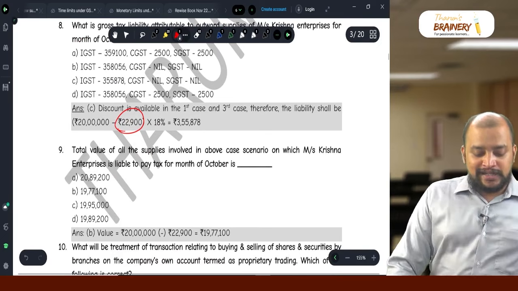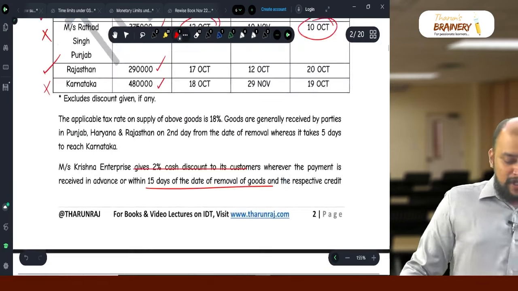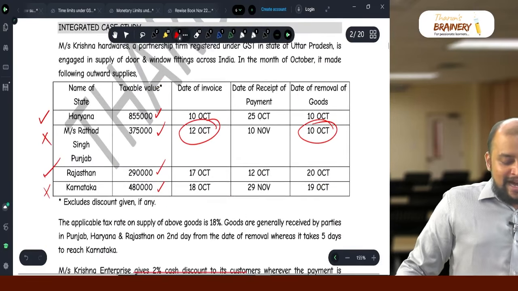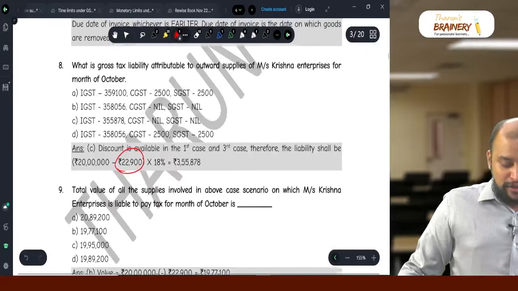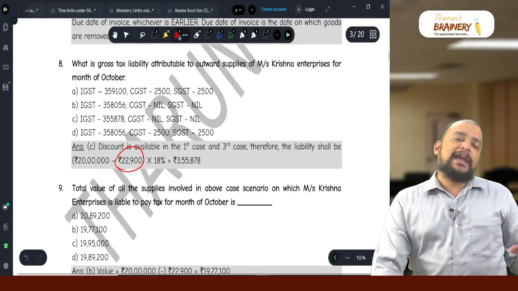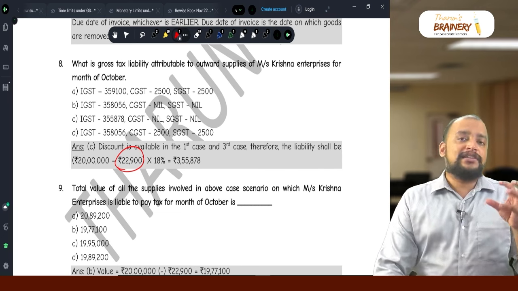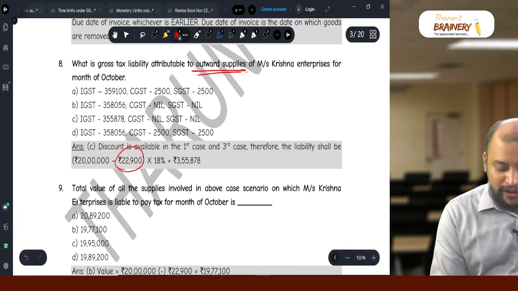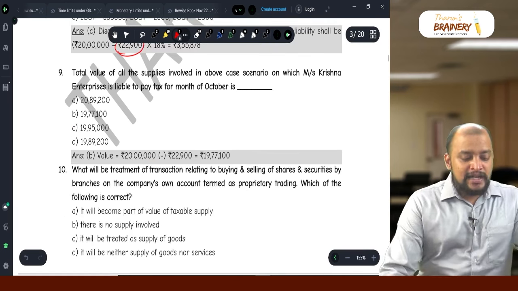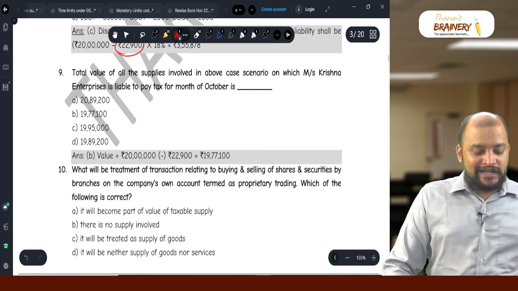On that 18%, so 3,55,878 IGST, because all these are interstate supplies, because they are located in Uttar Pradesh, so there is only IGST liability. And what about the GST payable on RCM? That is not actually on outward supply, that is on inward supply. Here the question is only about the outward supply, so therefore 3,55,878.